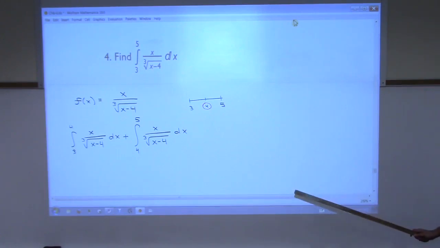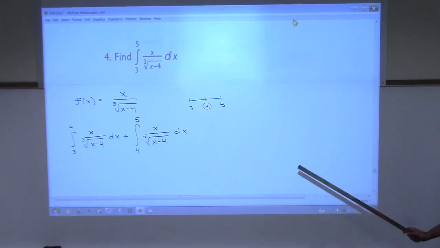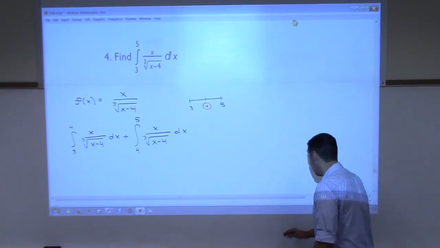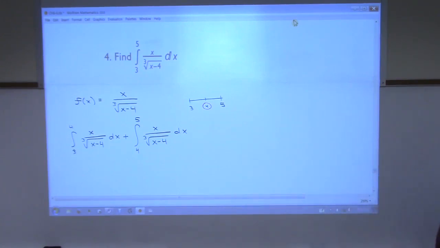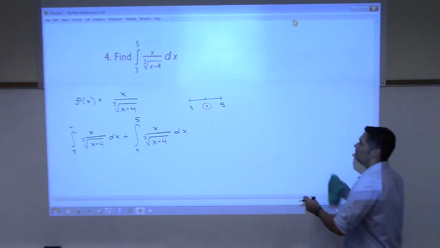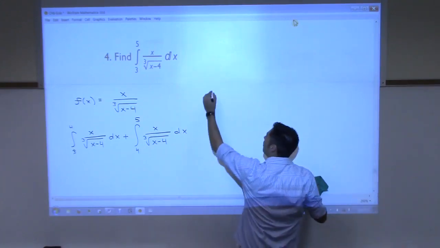How about we take care of this integration? We're going to need the antiderivative. Before I do any limits or rewrite it, let's actually take care of the integral. So here's my integration.